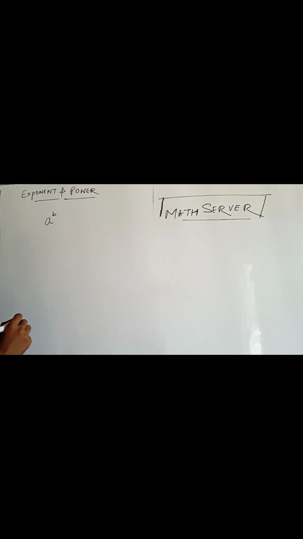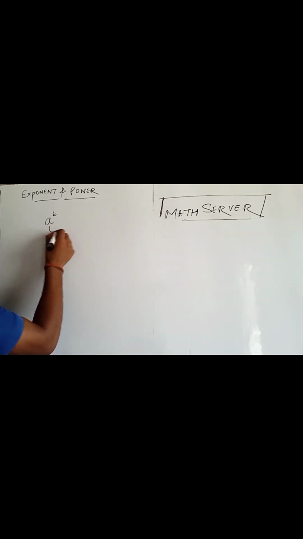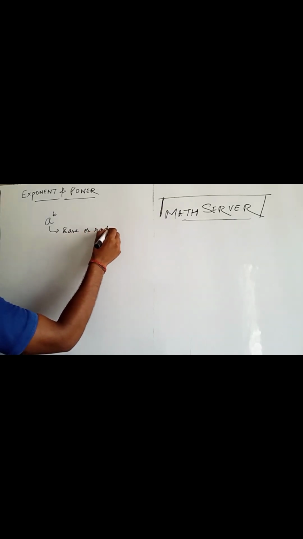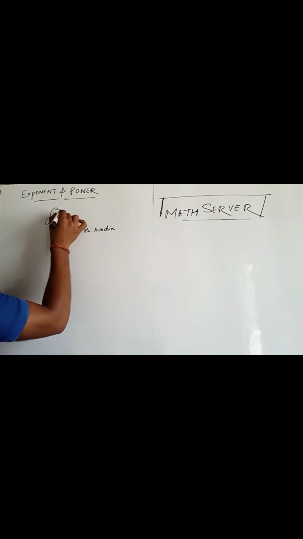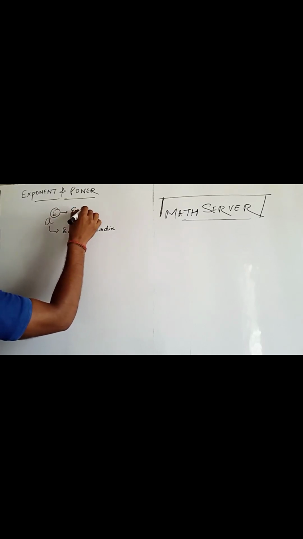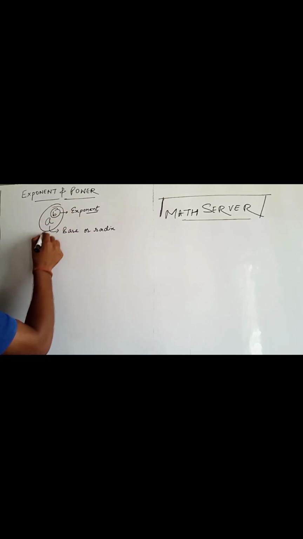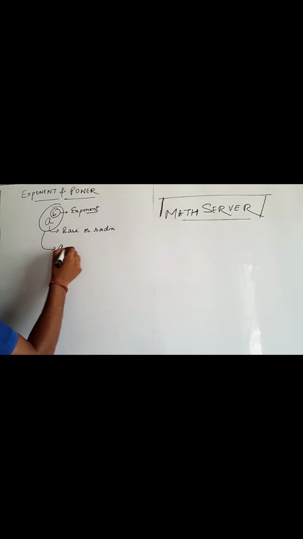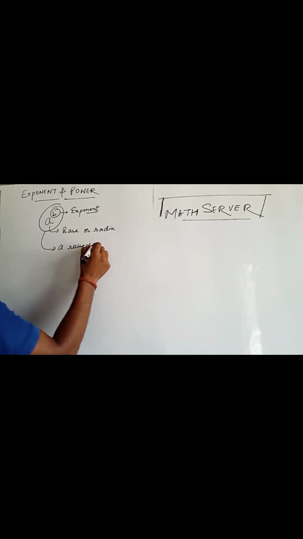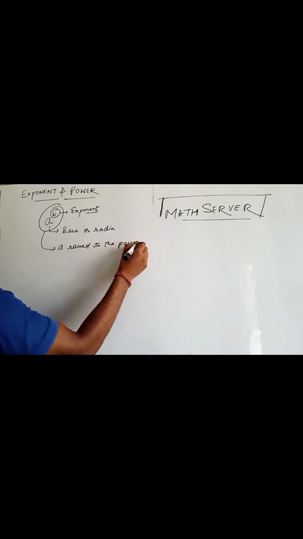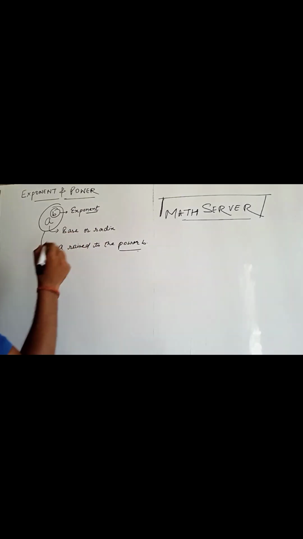A raised to the power b. So here a is known as base, or it is also known as radix, and b here is known as exponent. And how this whole combination is read: a raised to the power b. This is how we'll read it.